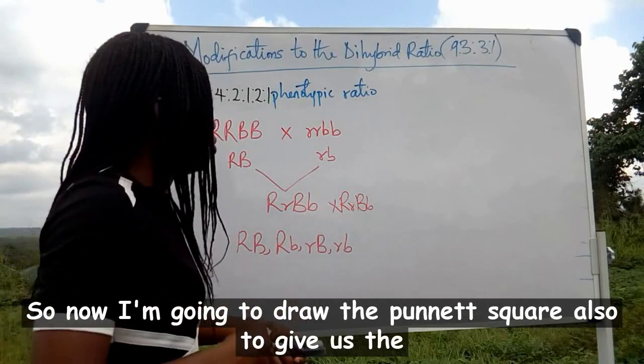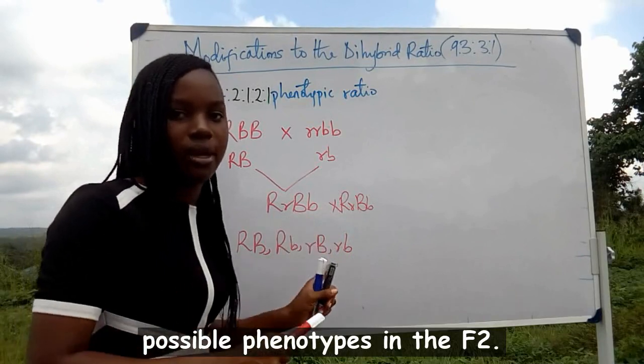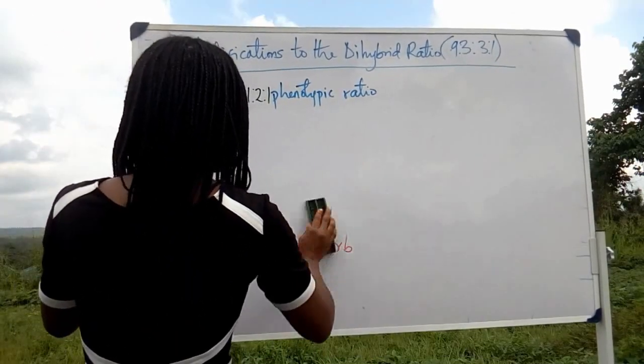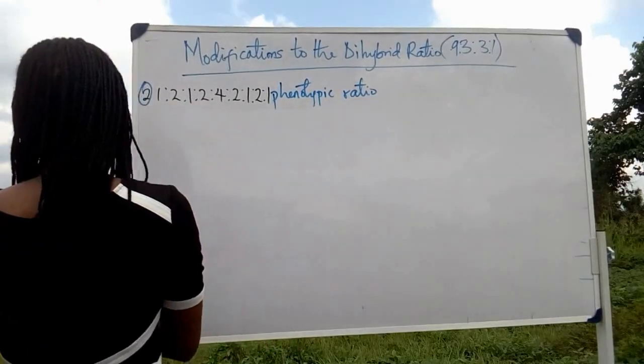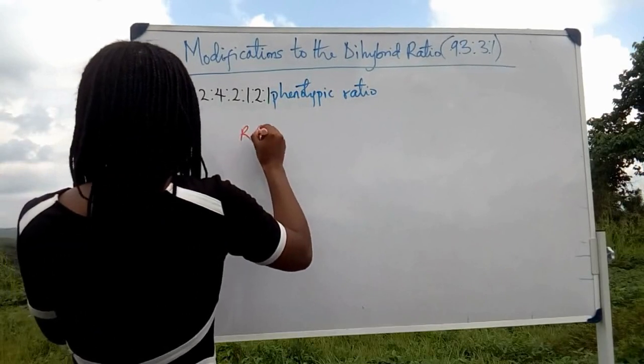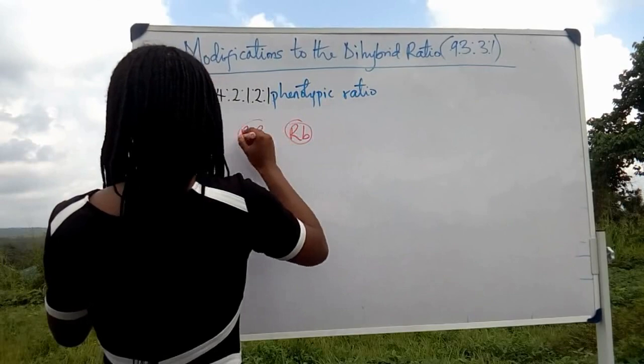So now I'm going to draw the Punnett square also to give us the possible phenotypes in the F2. Alright, so we have RB.